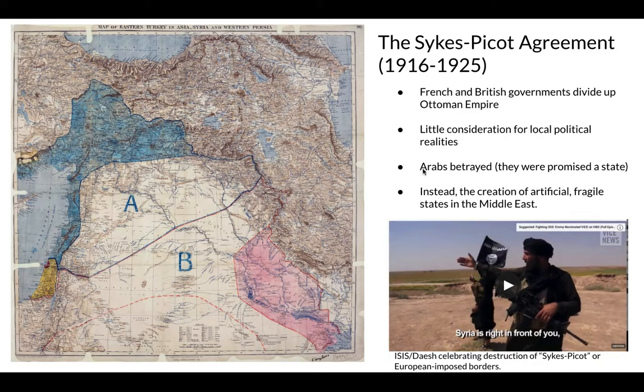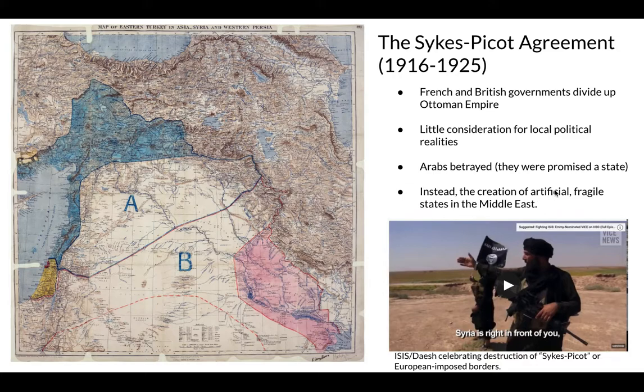A further problem of the Sykes-Picot was the Arabs felt very betrayed by it. The Arabs actually supported fighting against the Ottoman Empire so that they could create a unitary state. But ultimately, the British and the French divided up these territories themselves. So instead of this kind of unitary Arab state, you got the creation of very artificial, fragile states in the Middle East.